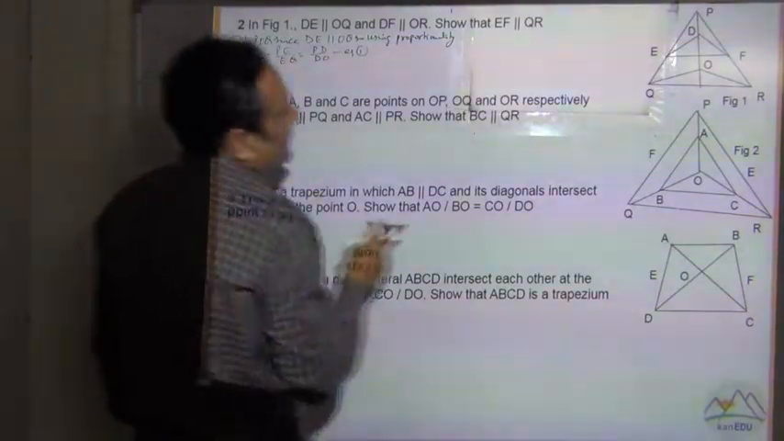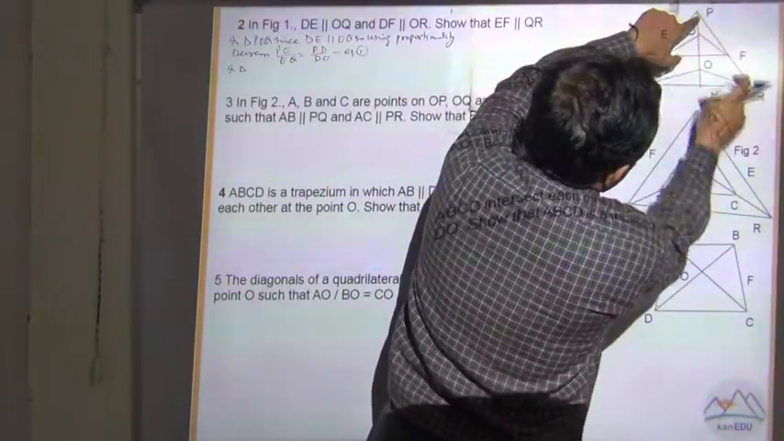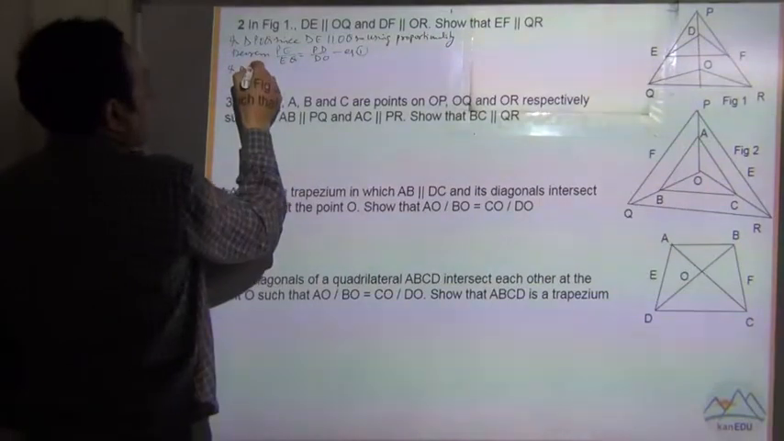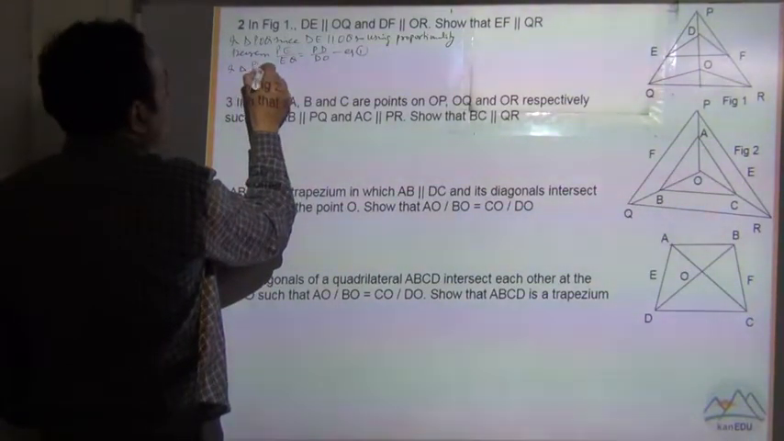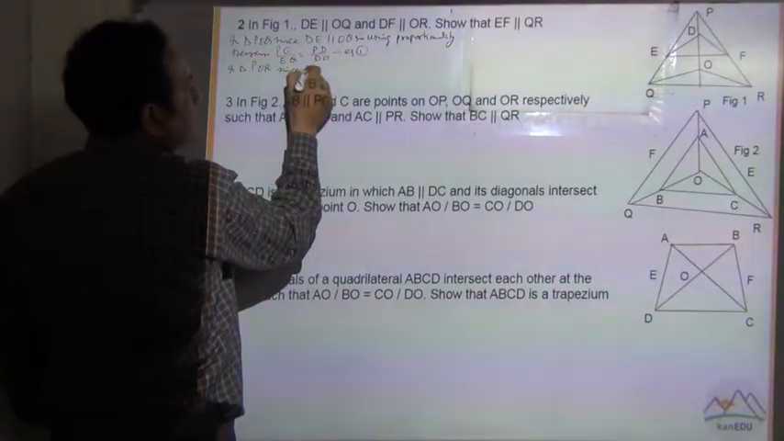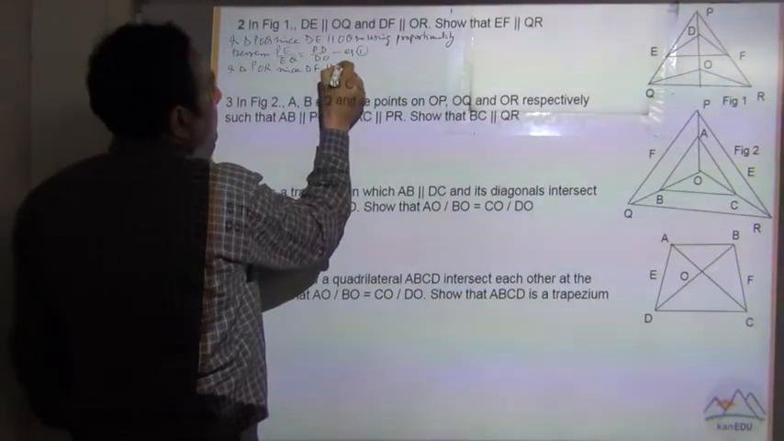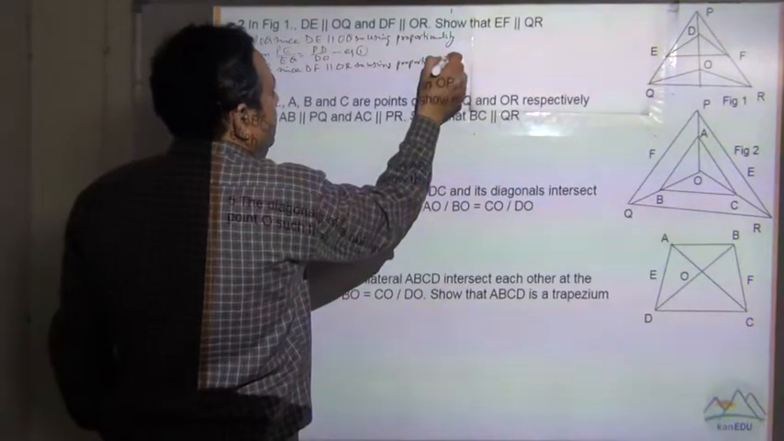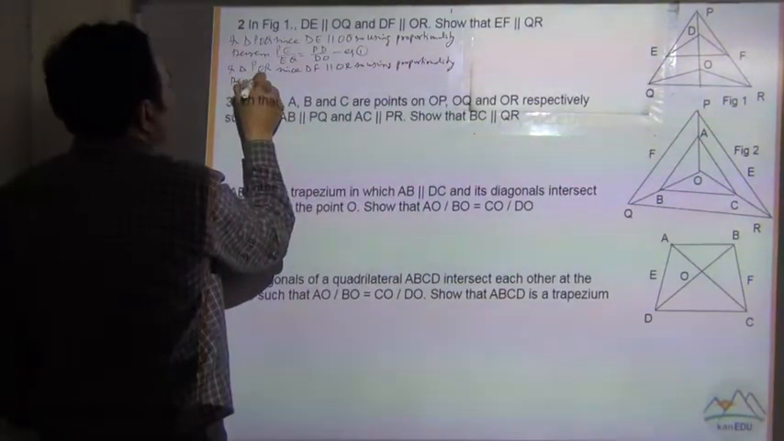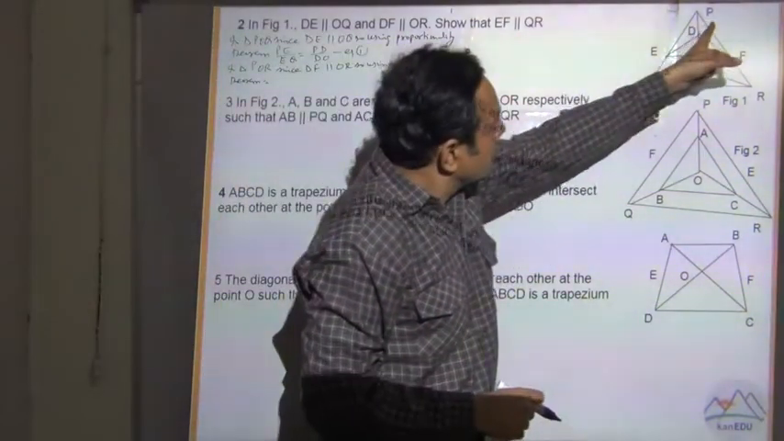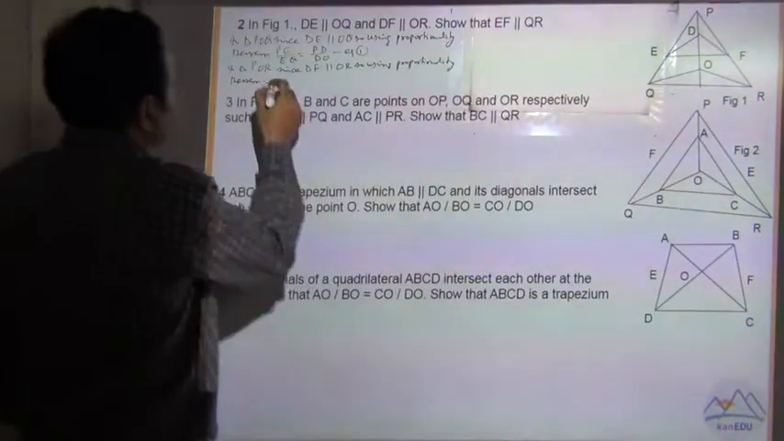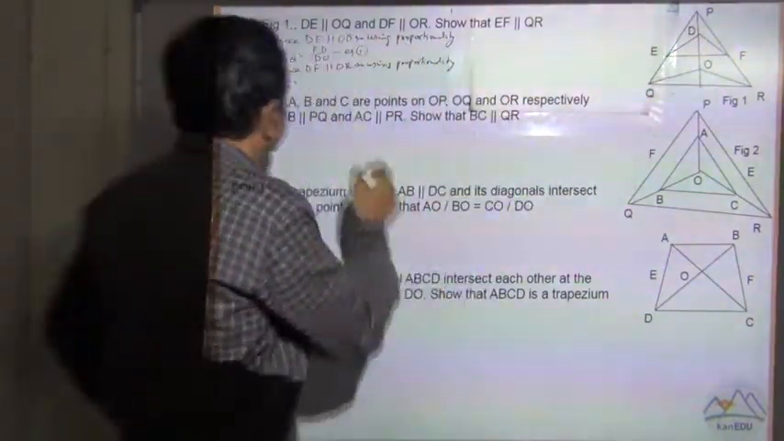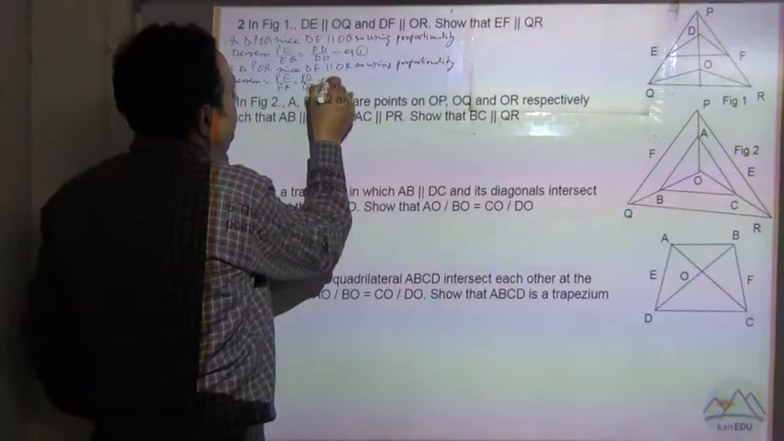Now in triangle POR, since DF is parallel to OR, using the proportionality theorem, PF upon FR is equal to PD upon DO, equation 2.